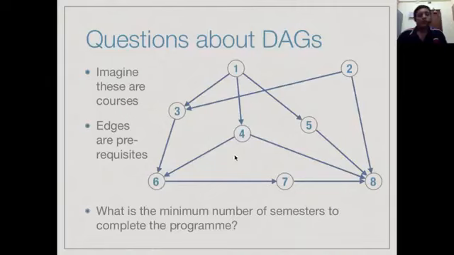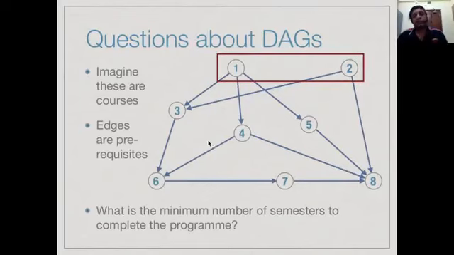So let's look at a different question about DAGs. Supposing we have this DAG and we imagine that the vertices represent courses and the edges are prerequisites. These are courses that we have to do to maybe complete a degree. Every course requires a semester, but we can do more than one course in a semester. So the question is, what is the minimum number of semesters that I need to complete this program consisting of these 8 courses with these prerequisites? Clearly I can start by doing courses 1 and 2 in the first semester because they have no prerequisites, so they can be done immediately.